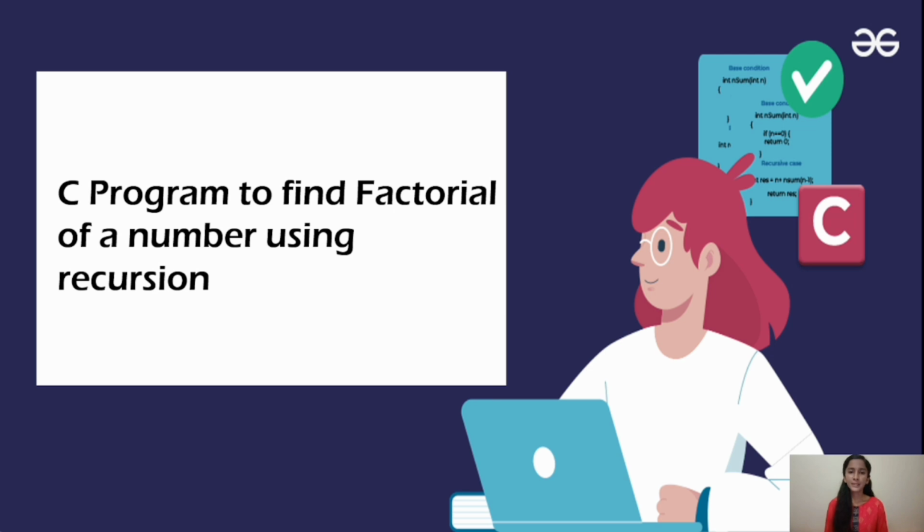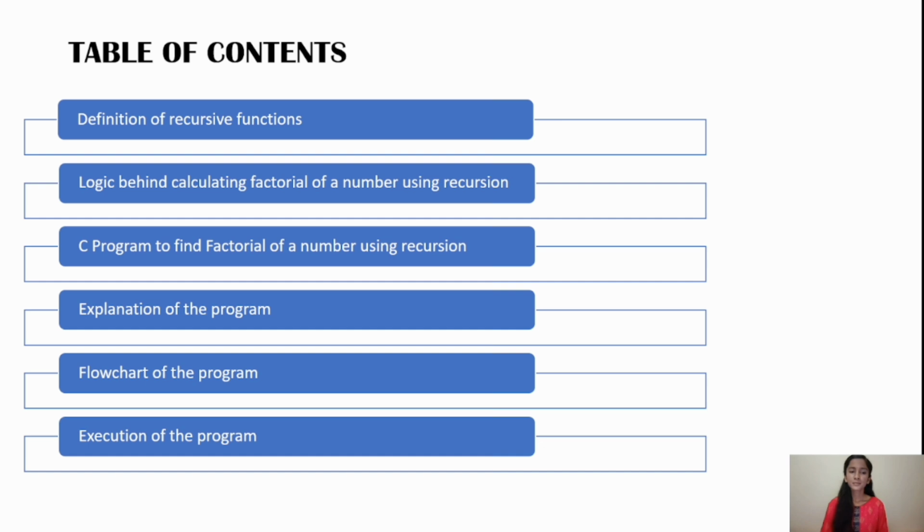Before writing a C program, let's see the table of contents of this session. Today we are going to learn about the definition of recursive functions and the logic behind calculating the factorial of a number using recursion, and then we start writing a C program to find the factorial of a number using recursion. Then, to have a clear picture about the program, we will have an explanation and flowchart of it, and finally we will execute the program and see the output.